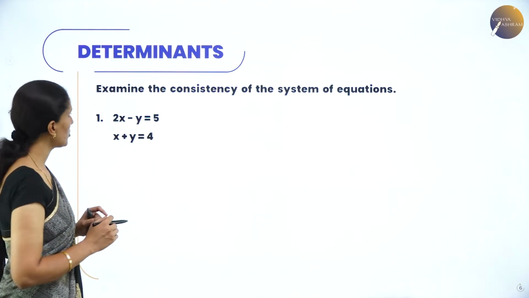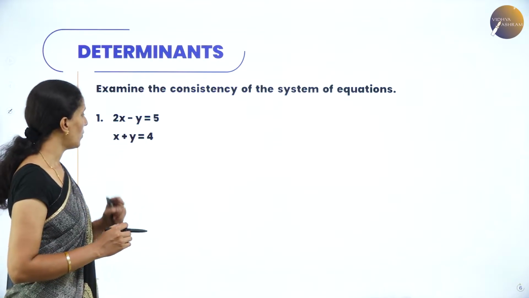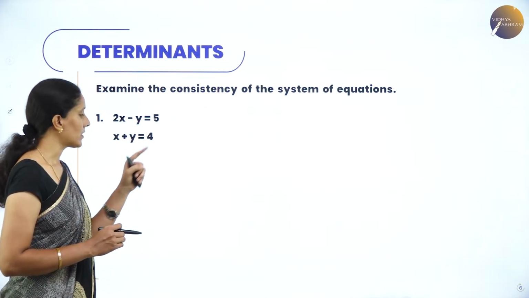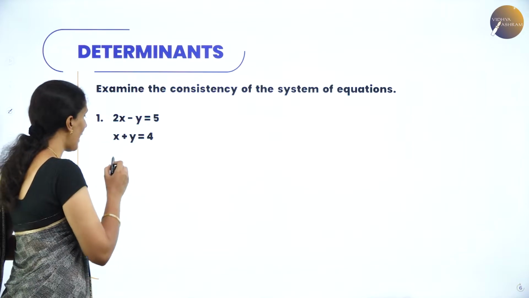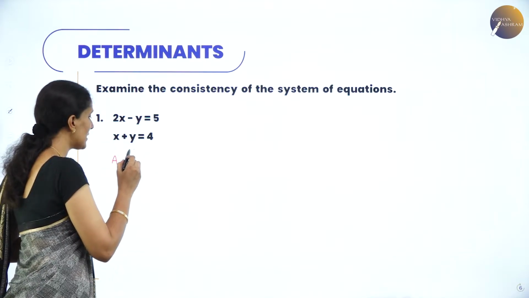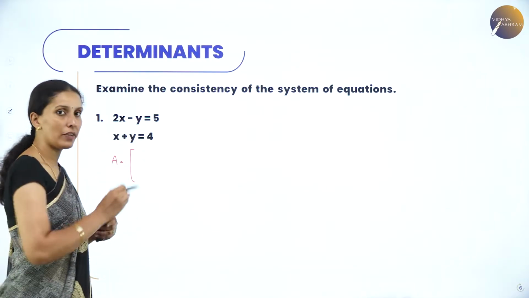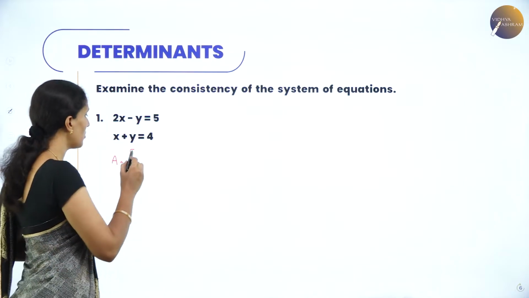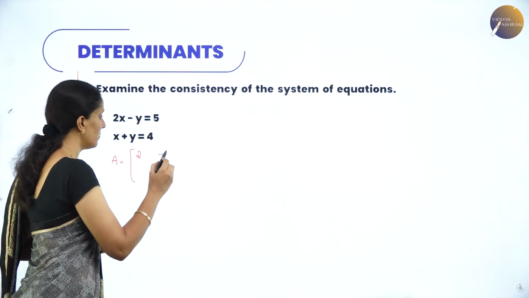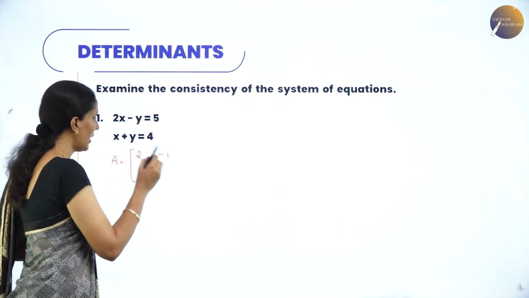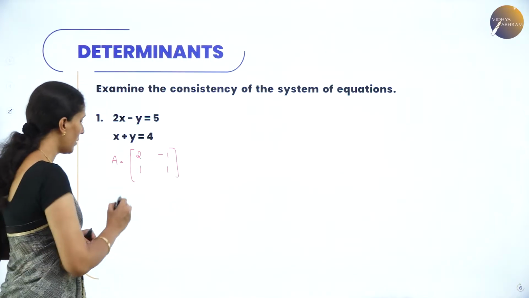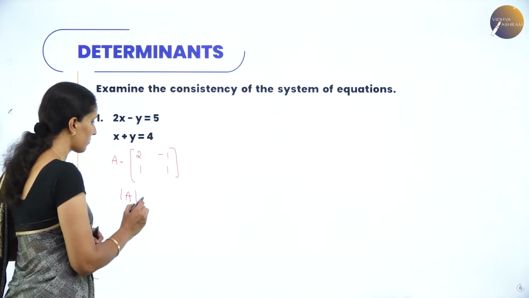So here is the first question given: 2x minus y is equal to 5, x plus y is equal to 4. So matrix A is, as I said, only the coefficients of the variables. So what are the coefficients of the variables? 2, minus 1, 1 and 1 here. Let's find out determinant A.